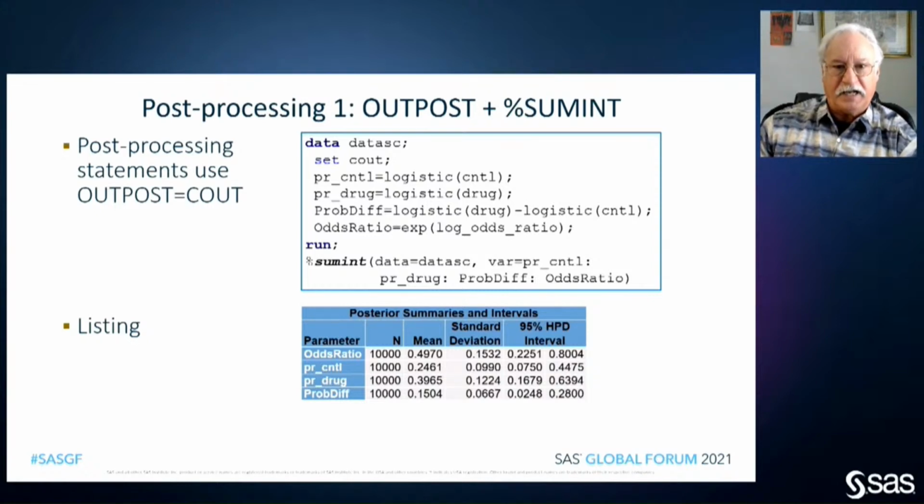And then for this SUMINT macro, we refer to the data set. The data set we created with this data step is called data SC, short for data scale. And then we list the variables that we want HPD intervals and means and standard deviations for. And then the SUMINT will give this listing. So we see that the estimated odds ratio is about 0.5. The probabilities are about 0.25 and 0.4 respectively. The difference between those probabilities is 0.15. And then we see the HPD intervals.